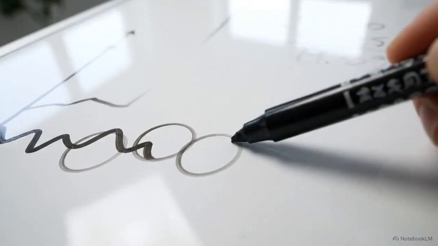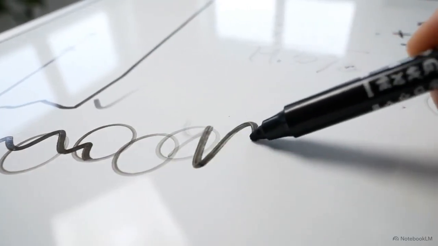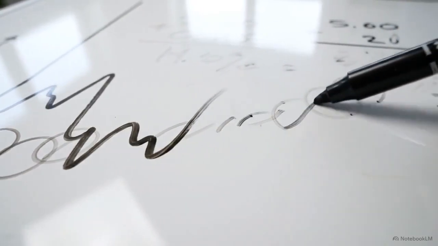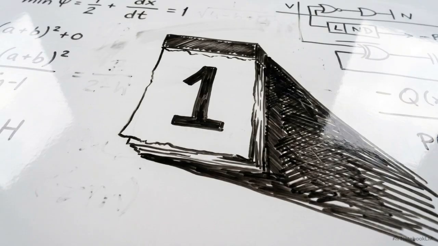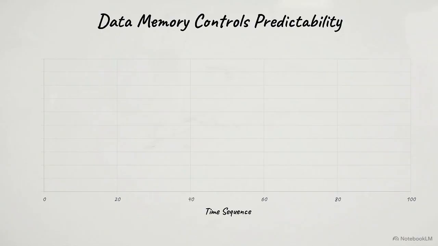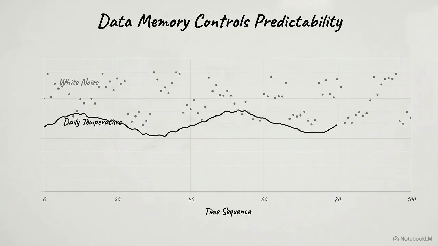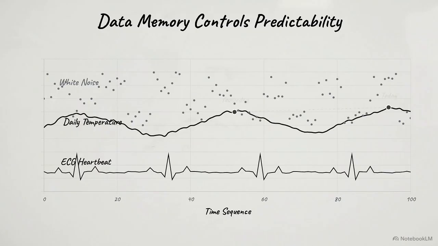We tend to think of data points as independent events, but in a time series, the present is almost always tethered to the past. What happened yesterday casts a shadow on today. Some datasets have zero memory. A scatter plot of white noise is completely random. But look at daily temperatures or an ECG heartbeat. These systems have strong, predictable memory. Today's high temperature is closely related to yesterday's.